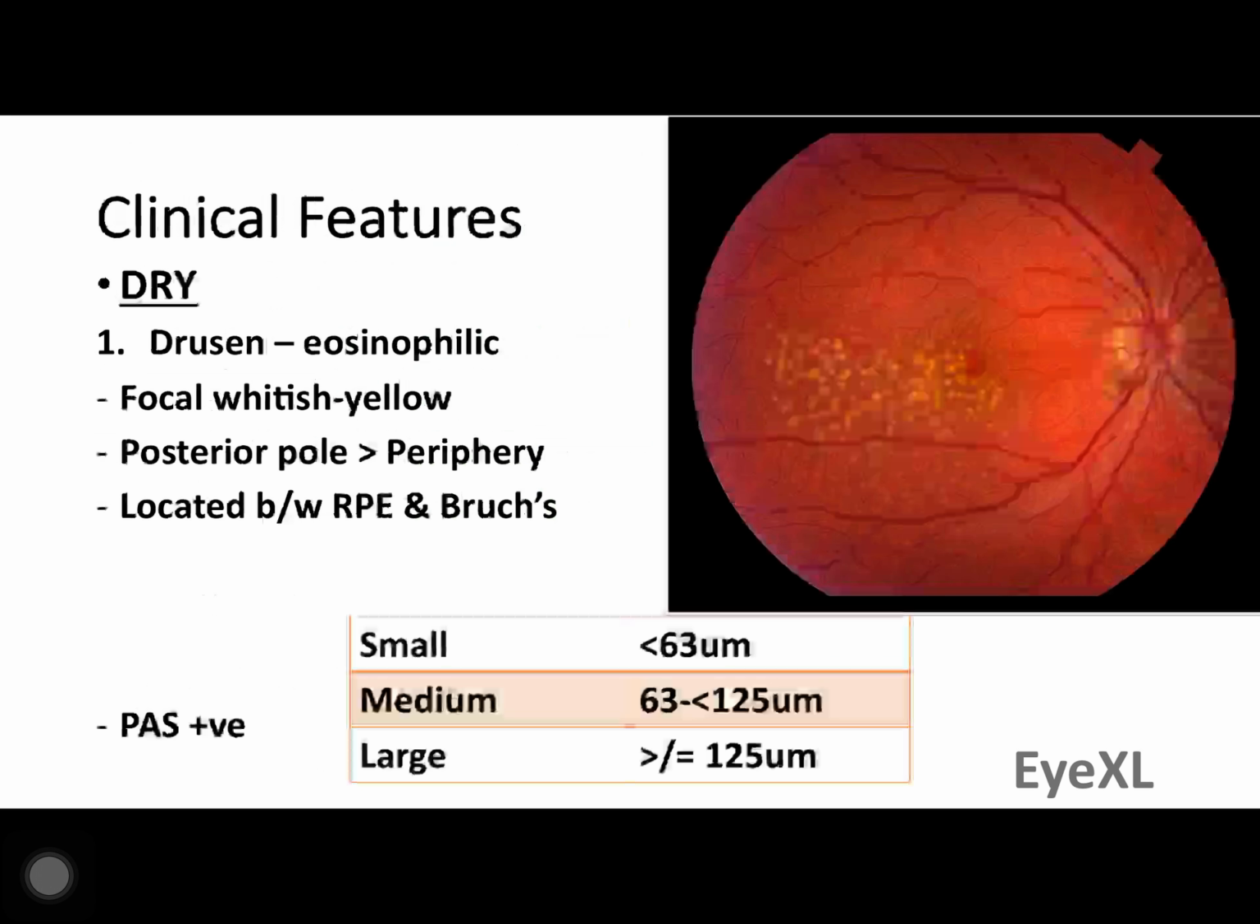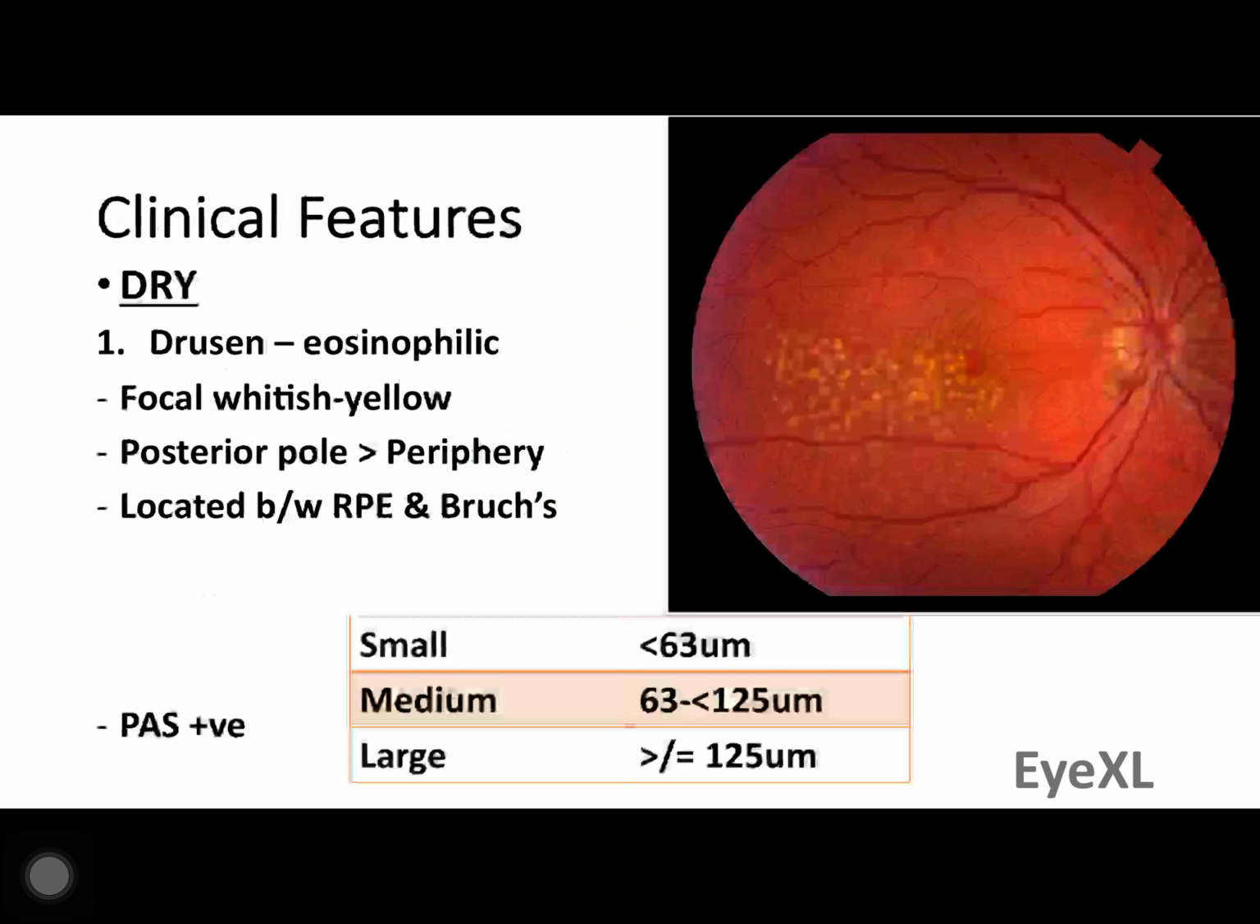So if you see a drusen that appears to be of the same size as the retinal vein at the optic disc, then that is likely to be of the size of 125 microns. So it will either be a medium or a large, depending on how large or small it appears in relation to the retinal vein. If it appears larger than this vein, then it is definitely large. If it is smaller, then a little bit of clinical judgment will be required to call it either small or medium.